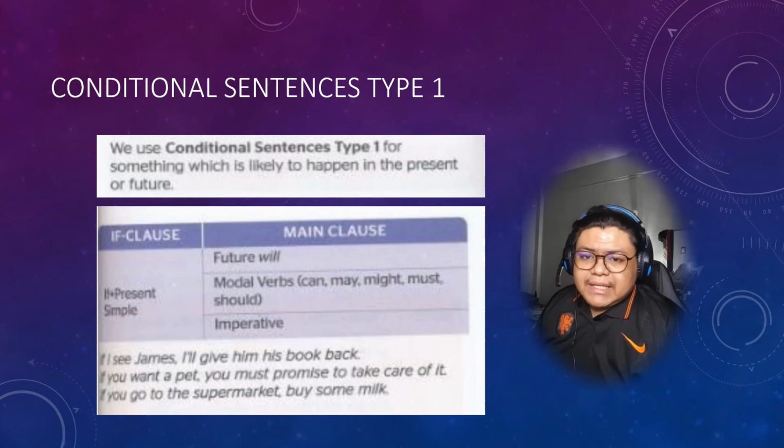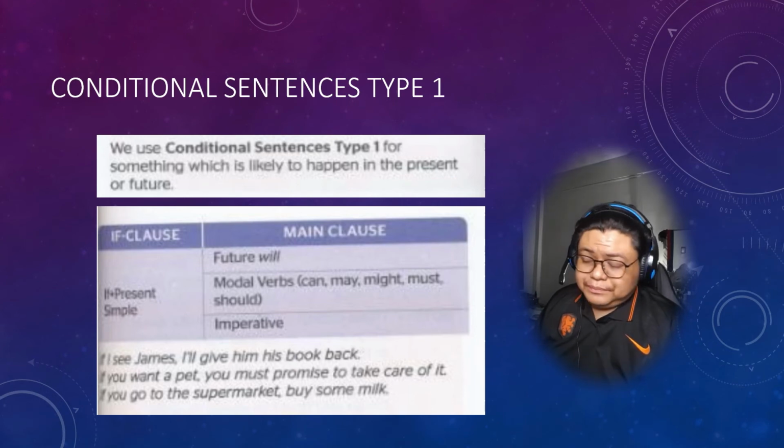Cuma ada perbezaan sikit. Okay, kalau yang ini if clause dia sama macam tadi present simple, tapi main clause dia will be in future will. It could also have a modal verb. Okay, modal verb ni can, may, might, must, should. Okay, and also imperative.